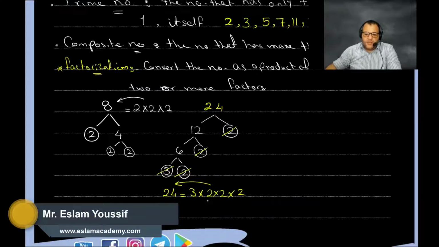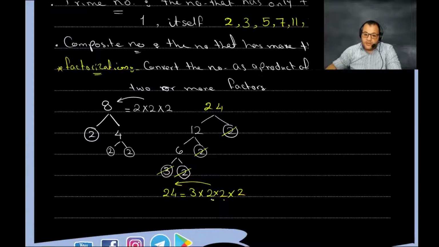2 times 2, 4. 4 times 2, 8. 8 times 3, 24. So the answer now is 24. If you multiply all of them together, the answer will be 24.